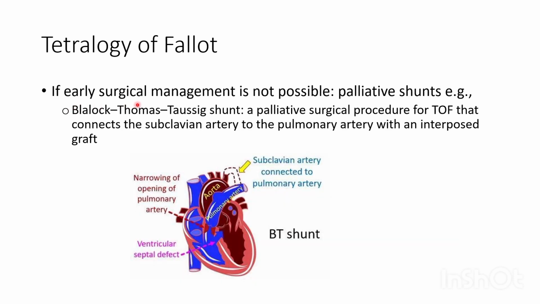If there are serious contraindications to surgery, palliative shunts can be used. One example of a palliative shunt is the Blalock-Thomas-Taussig shunt. This shunt connects the subclavian artery and pulmonary artery. It is a palliative surgical procedure for TOF that connects the subclavian artery to the pulmonary artery with an interposed graft. Thus, deoxygenated blood which bypasses the pulmonary circulation and directly enters the systemic circulation can gain entry into the pulmonary circulation via this shunt, so it will reduce cyanosis.